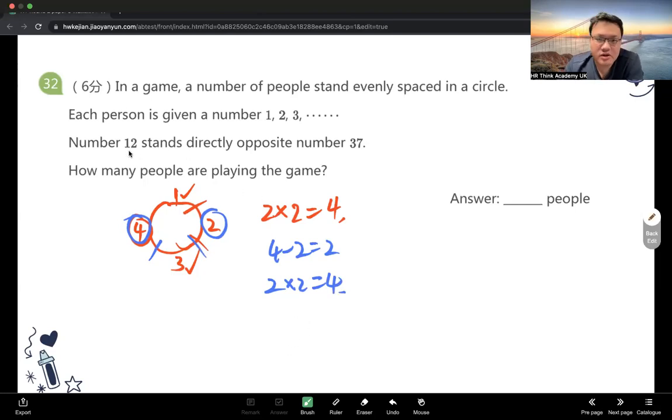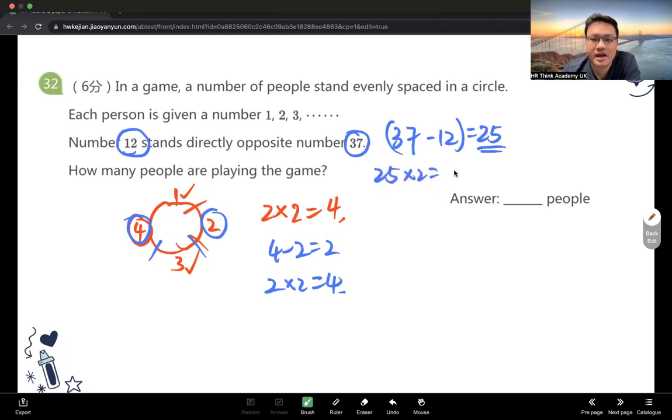And then let's go back to the original question. That tells you that 12 stands opposite 37. The method will be exactly the same. You just use 37 minus 12. That tells you how many intervals in the half circle. That will be 25, and it's just the half, right? So you need to use 25 times 2. That gives you 50. And that represents the total number of all the intervals. And you know that equals the number of all the students, all the people. So the answer is 50.